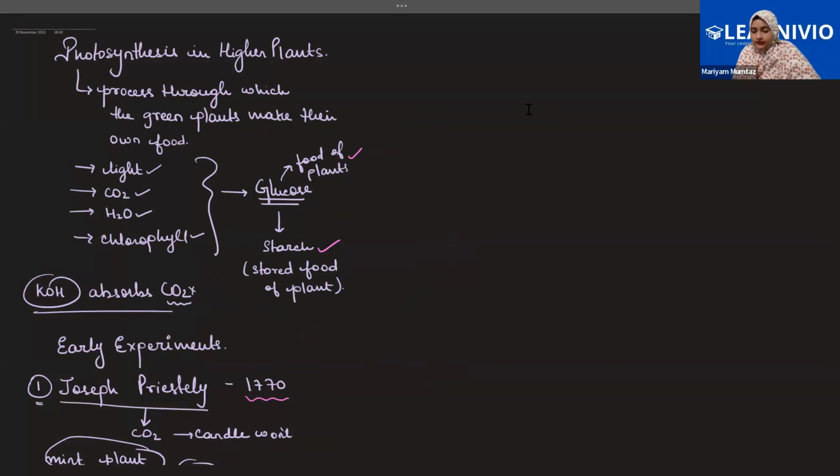All right, now, students, just look into the updated books and tell me which part of this chapter has been deleted, which part is there. Check and tell me.